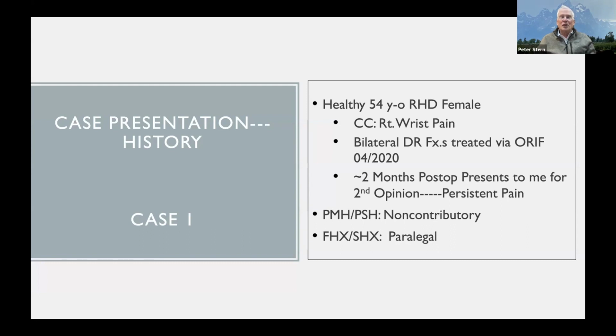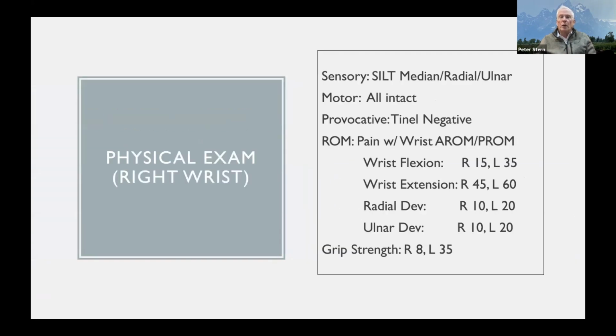So this is a case I treated recently. It's a 54-year-old right-hand dominant female. I did not initially see her. She had presented with right wrist pain. Her story was that she had bilateral distal radius fractures, treated operatively north of Cincinnati in April of last year. She presented to me about 2 months after one of her fixations, her right wrist. She was healthy and worked as a paralegal.